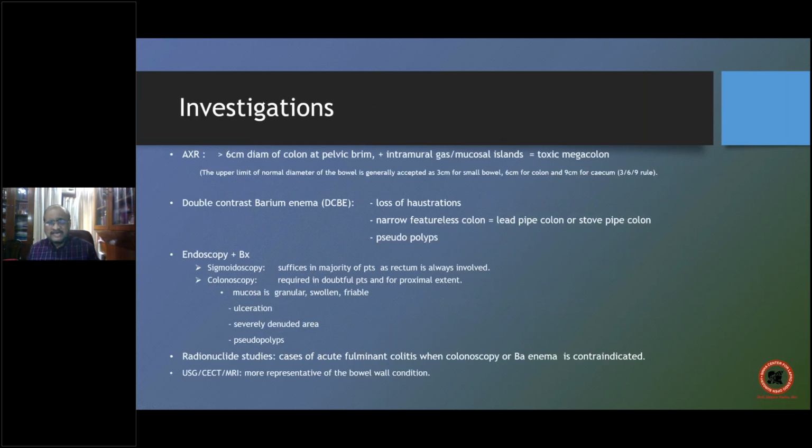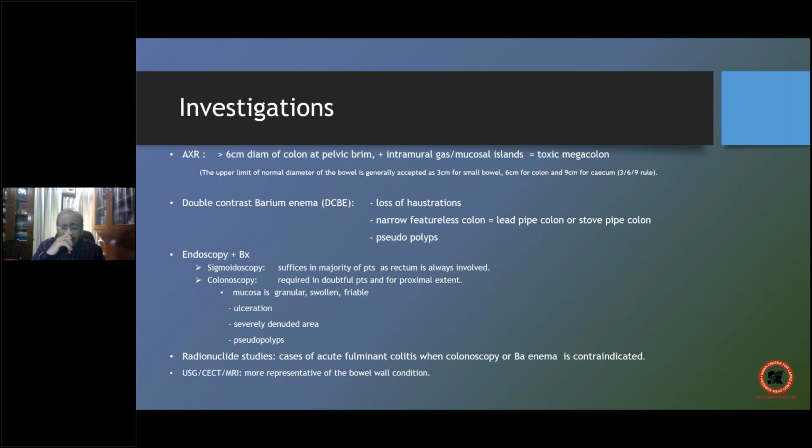Okay. The investigations. Number one, the plain skiagram of the abdomen, abdominal X-ray, AXR. What are you looking at? More than 6 centimeter diameter of colon at the pelvic brim, plus intramural gas and mucosal islands are all in favor of a toxic megacolon.